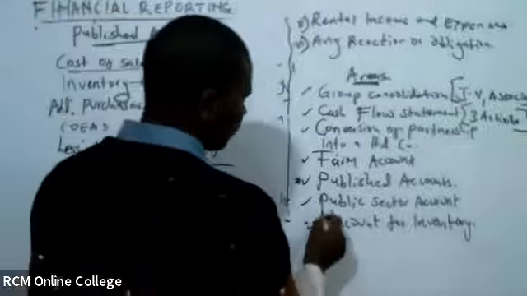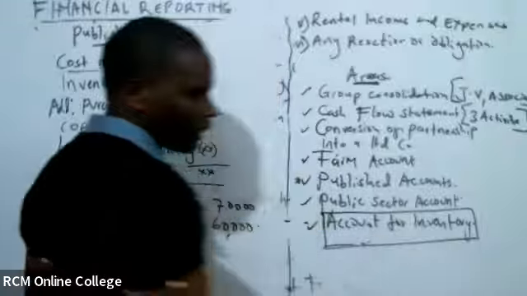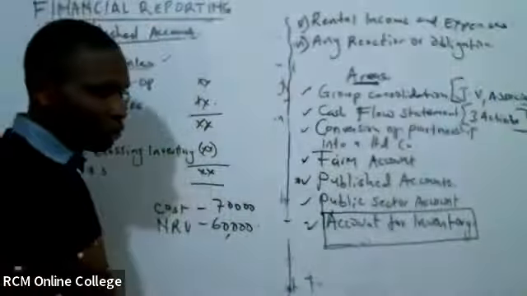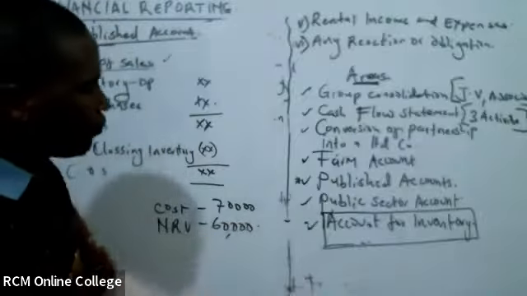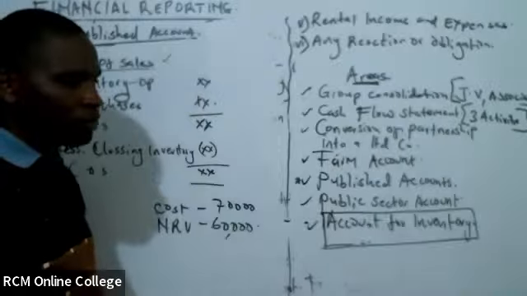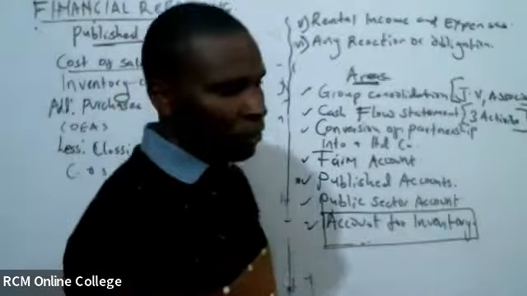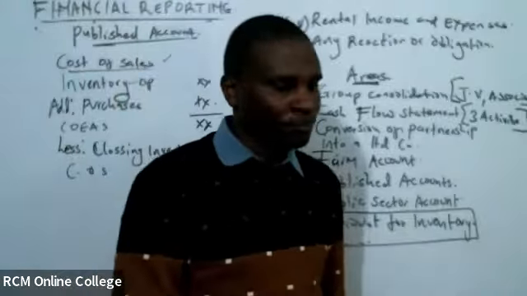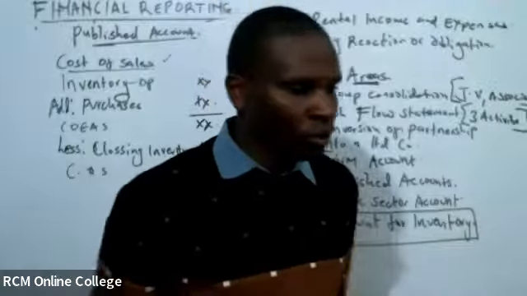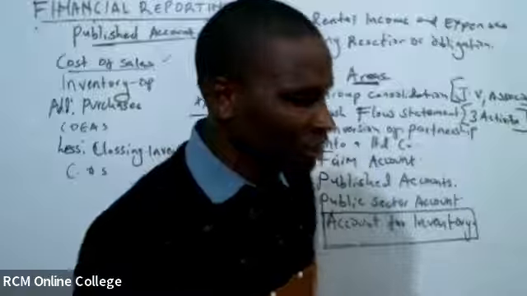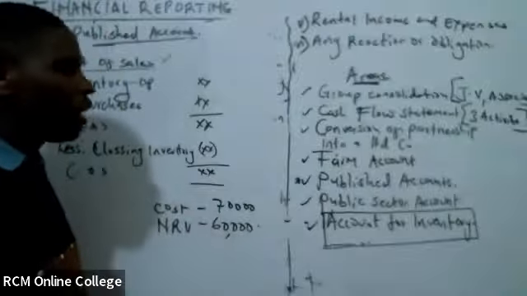Before we even look at it, let's go and do some research on how to account for inventory. In most cases, we say that always go for the lower of the two. So we shall be looking at that as well.